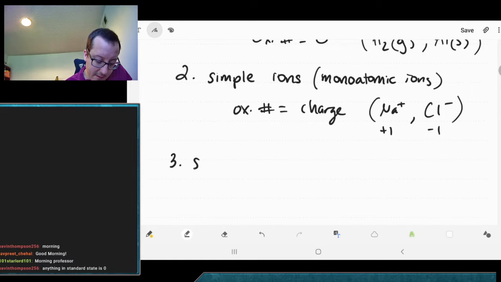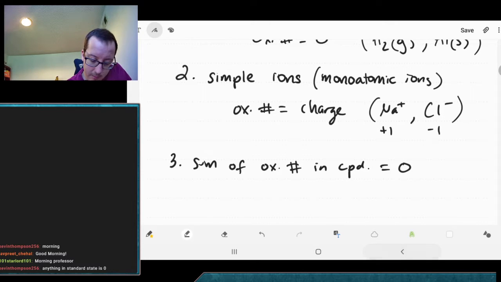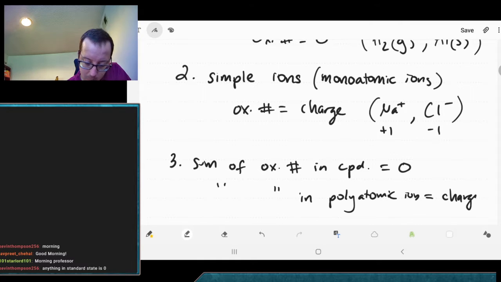We remember that the sum of oxidation numbers in a compound or in a polyatomic ion would be equal to the charge of the polyatomic ion.